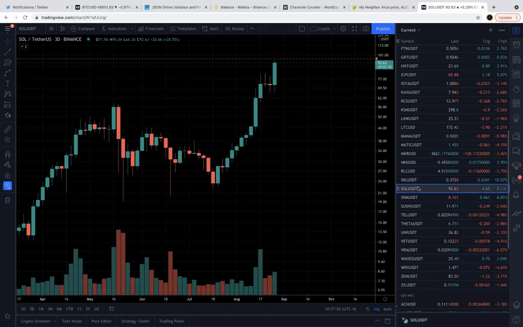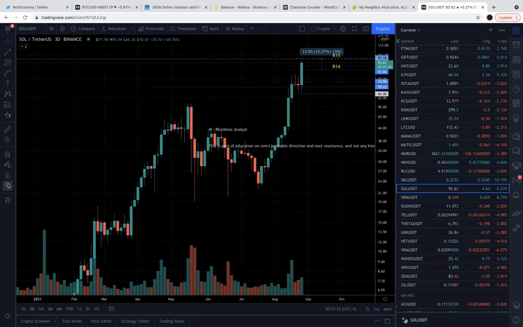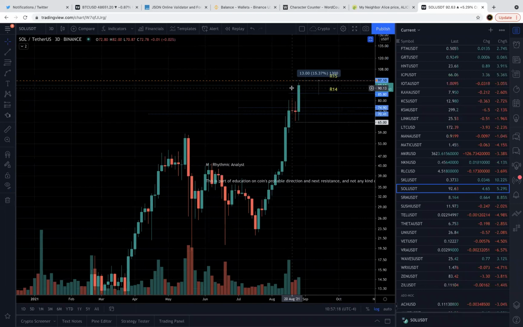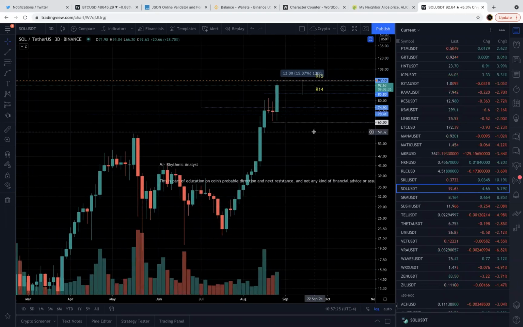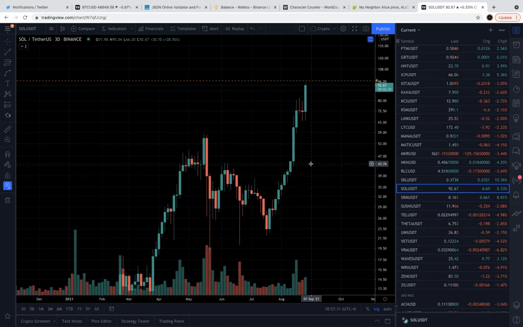SOL has been a superstar, isn't it? I mean, undisputed winner. It hits the resistance, by the way, very close. Earlier it reacted near this. Now it's reacting near R15. I'll give you R16. This is super strong. There is no sign of weakness so far, but there can be some reaction near resistance, which is obvious and expected.